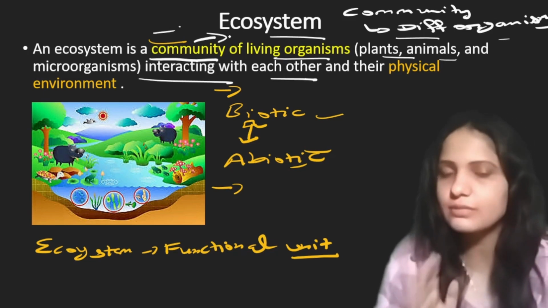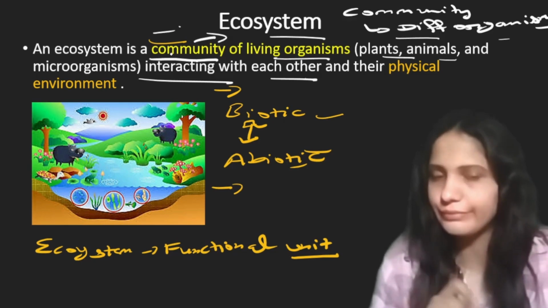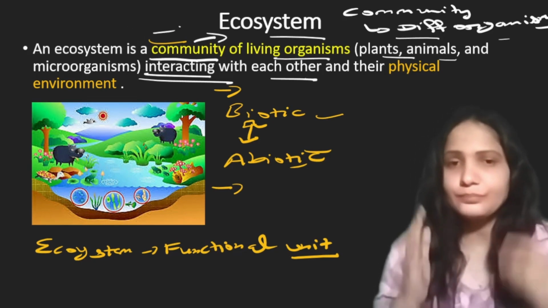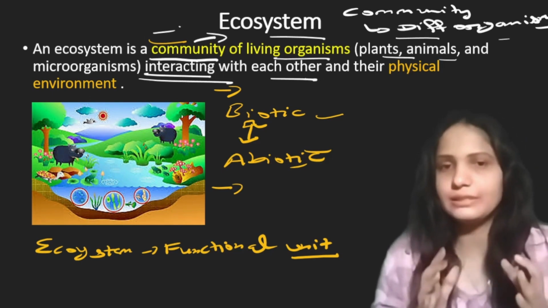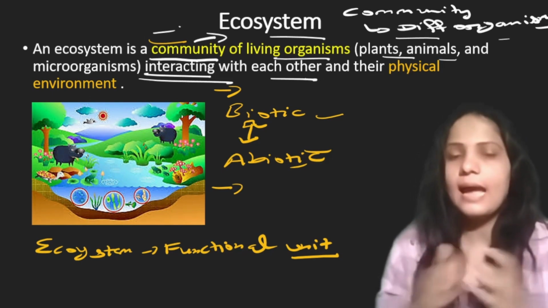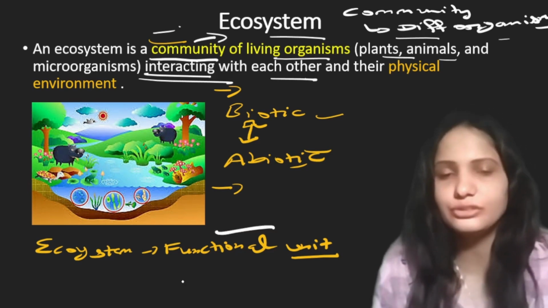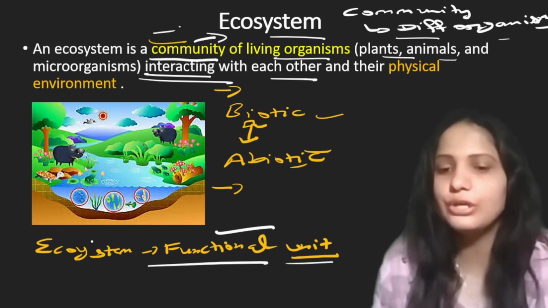Now, wherever you explain this definition of ecosystem, you have to use the words community of living organisms and this interaction term. These organisms which are present in a community will interact with each other and their physical environment. This is how environment functions. So the functional unit of environment is ecosystem.